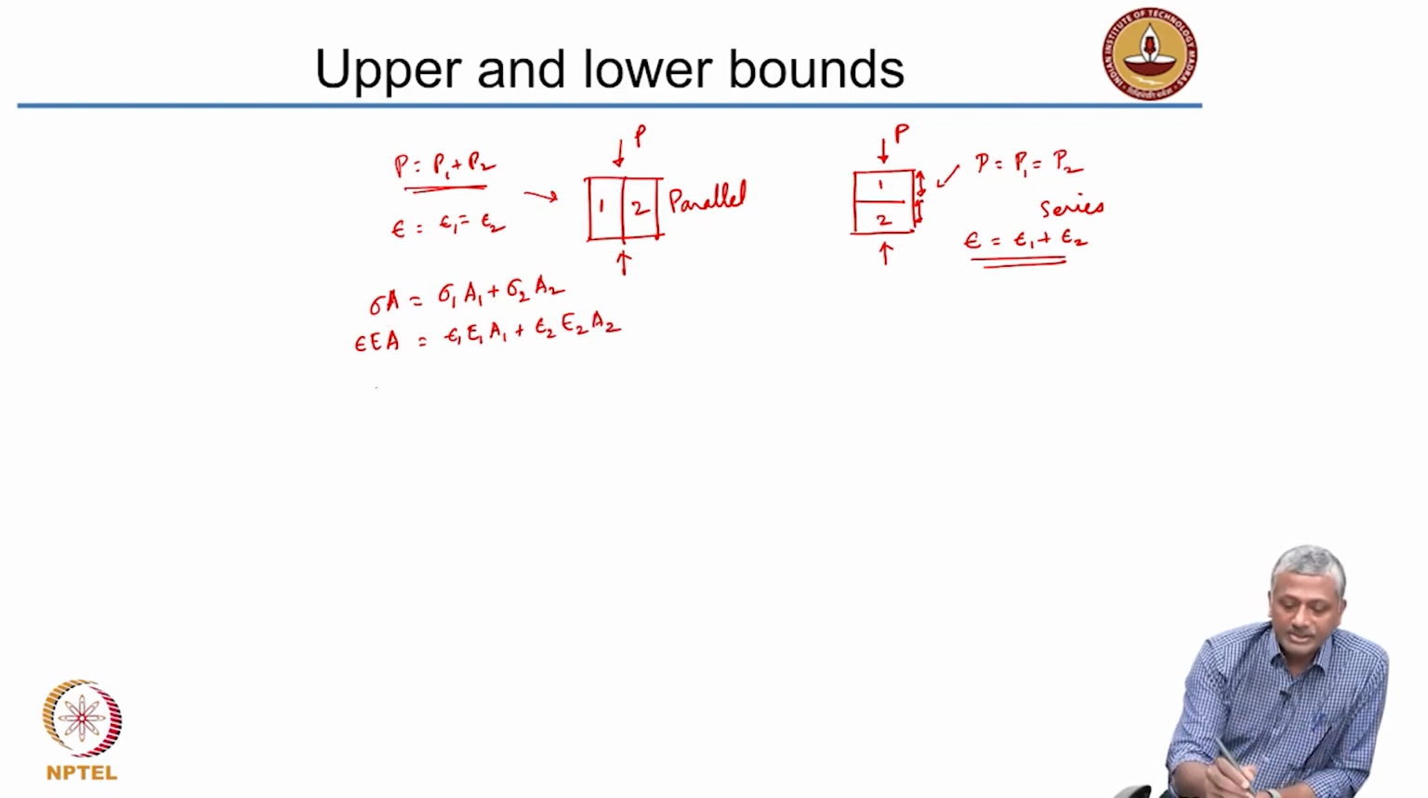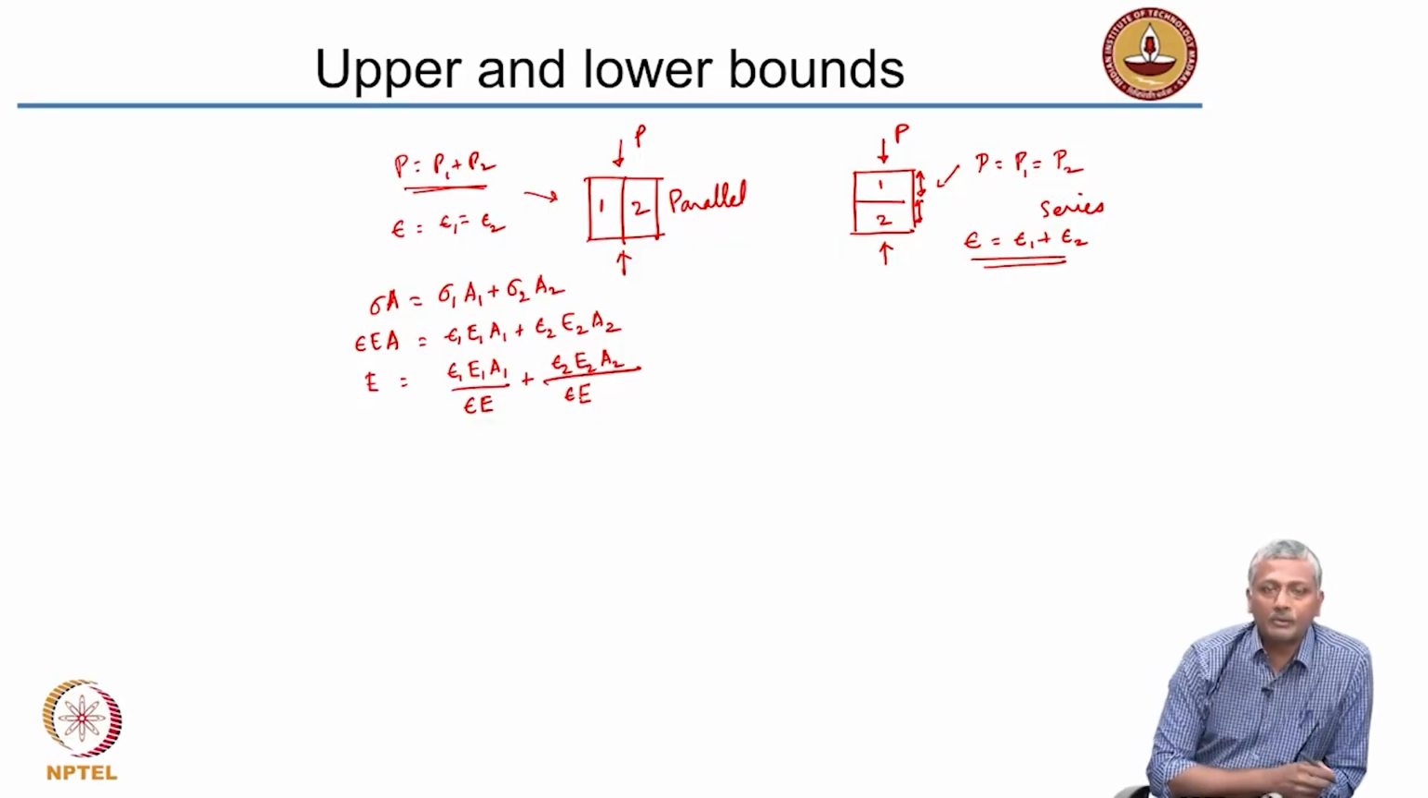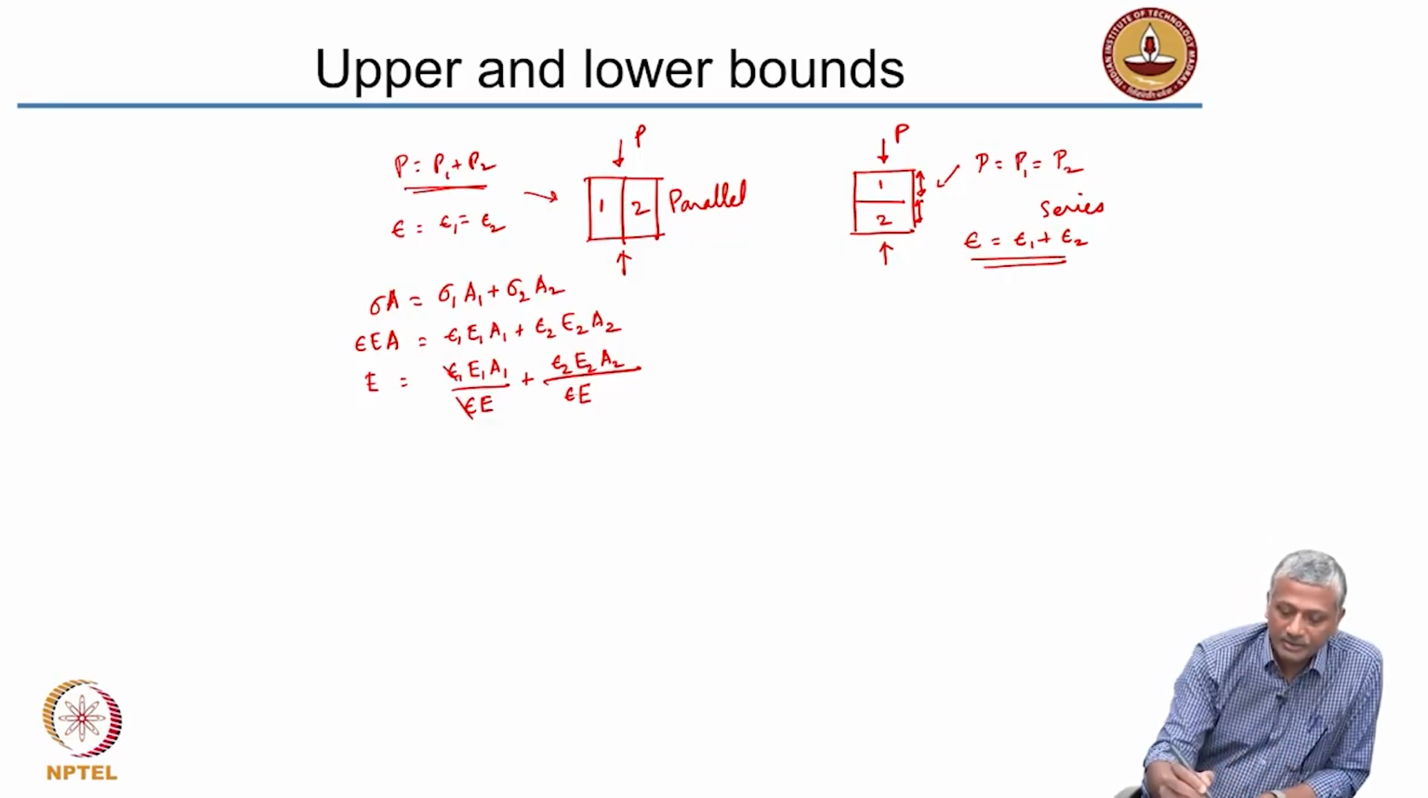Okay. So let us just keep E here, that is equal to epsilon 1 E1 A1 divided by epsilon E A plus epsilon 2 E2 A2 divided by epsilon E A. We just said the strains are equal, right? Epsilon equal to epsilon 1 equal to epsilon 2. So you can cancel off these. Oh sorry, I forgot to bring the area here. So it should be A here.